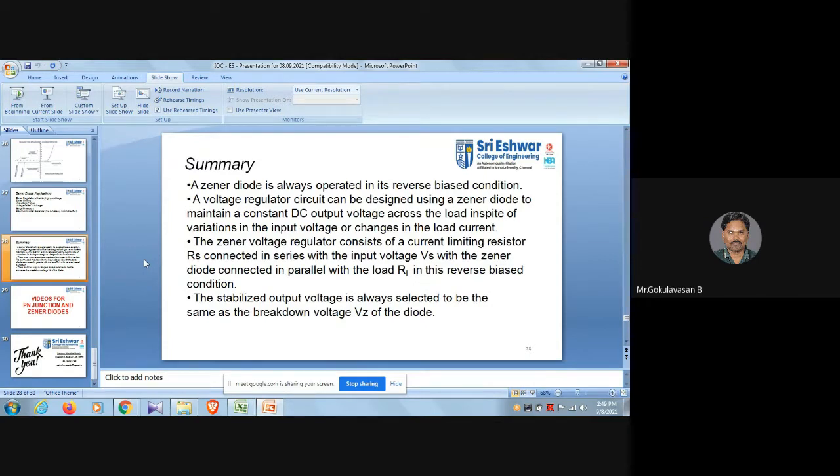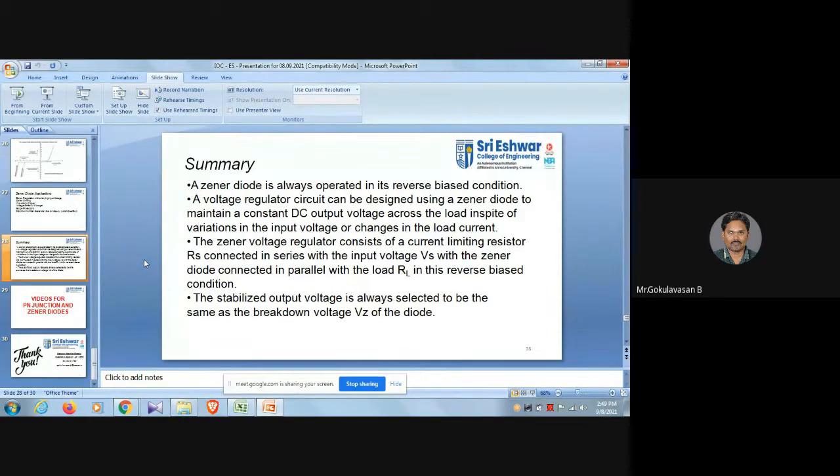So to summarize, a Zener diode is always operated in its reverse biased condition. That is a well-known fact. A voltage regulator circuit can be designed using a Zener diode to maintain a constant DC output voltage across the load in spite of variations in the input voltage or changes in the load current. A voltage regulator, as I said, is the important application as far as Zener diodes are concerned.